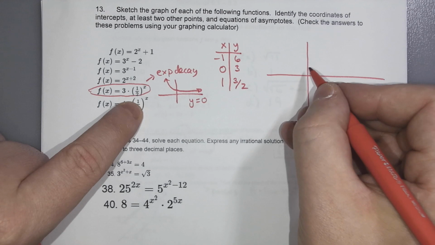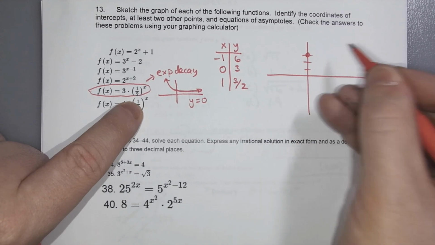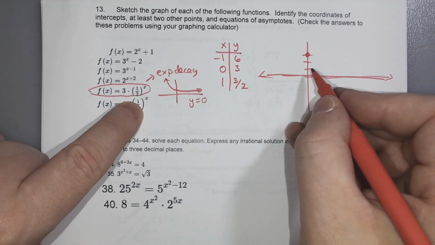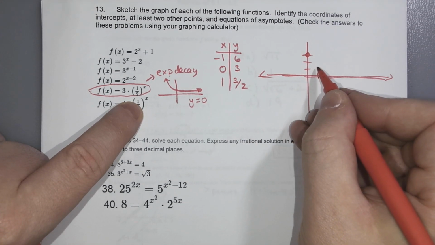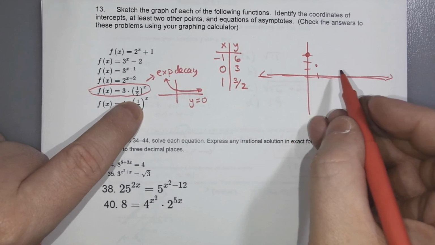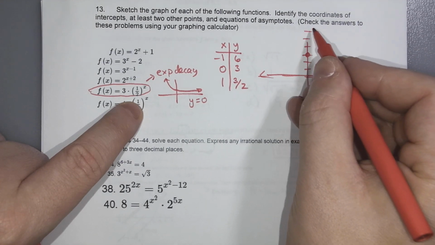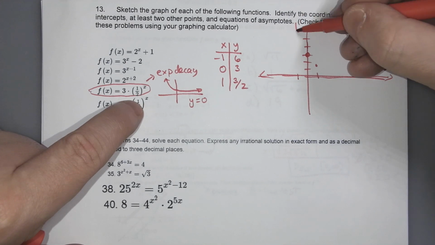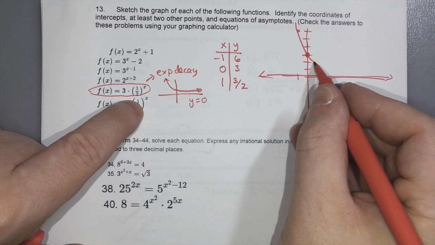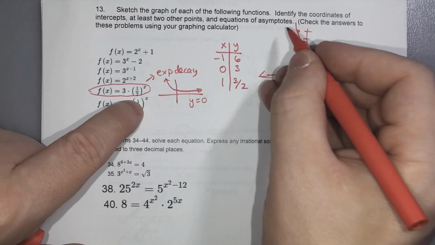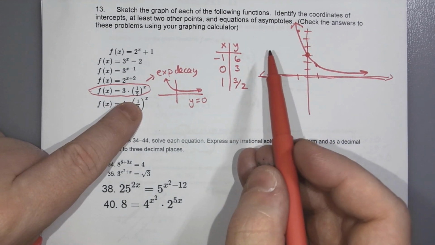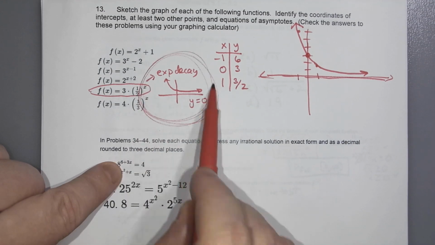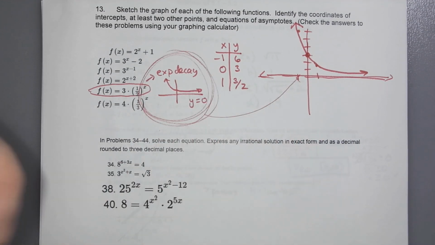So my graph would look something like 0, 3. There's my asymptote. 1, 1.5, and -1, 6. So my graph would look something like that. And I'm generally pretty happy with that and what I was expecting. I expected it to look kind of like this, and sure enough, it looks kind of like that.